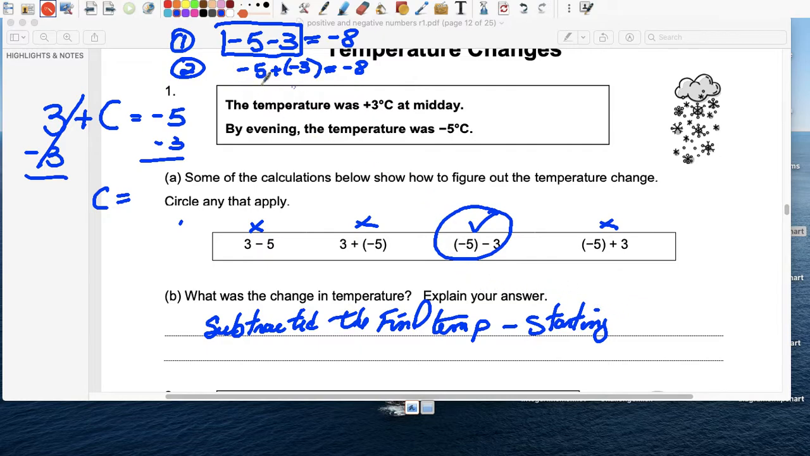Now, if you thought about it the other way, you can say I added. I changed that to an addition problem, and I added -5 plus -3. So maybe, you know what? I want to take that out, and I want you to focus on this. Let me take that back. So I subtract the final temperature minus the starting temperature. To find the change in temperature, all you have to do is subtract the final minus the starting temperature. I want you to keep that in mind.